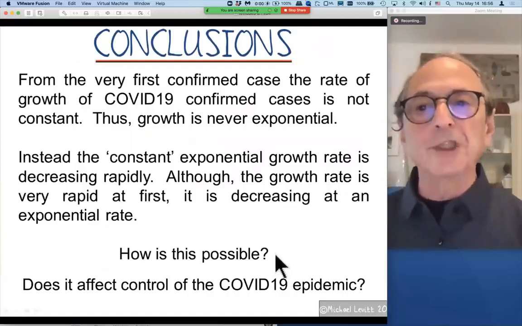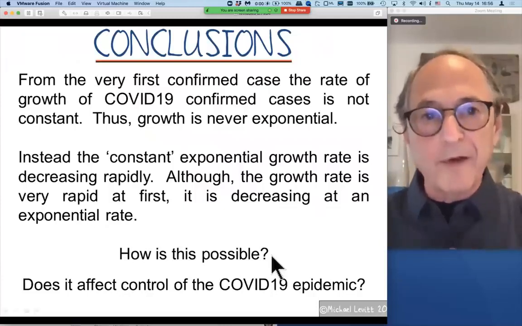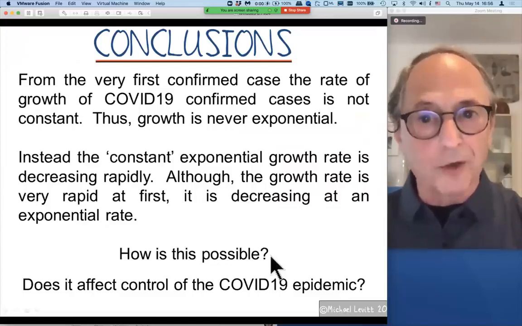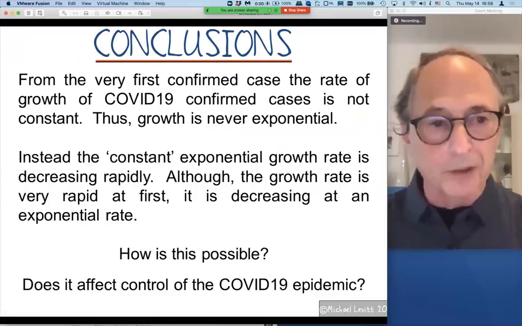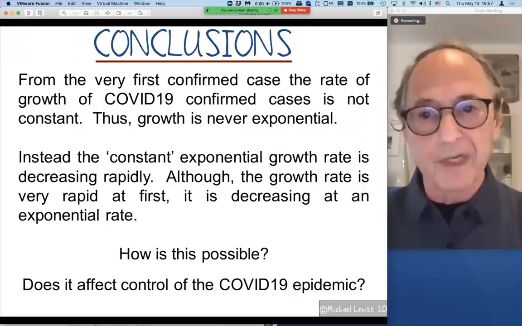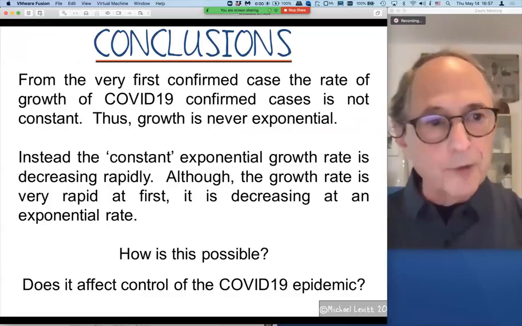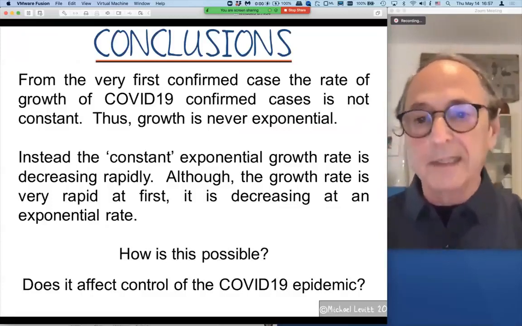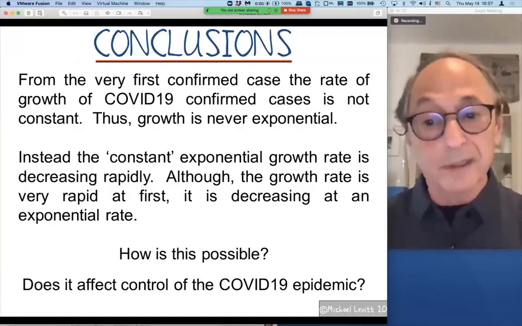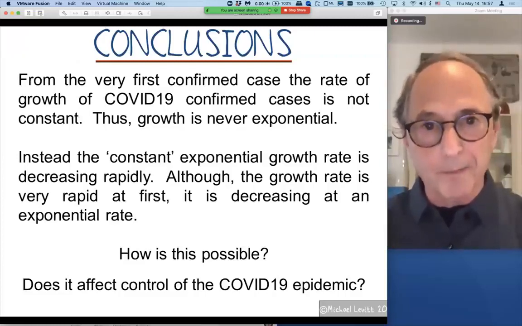Okay, so what are the conclusions of this fitting? Basically, we see now, by just looking at the data, that from the very first confirmed case, the rate of growth of COVID-19 confirmed cases is not constant. Thus, growth is never exponential. So the terrible thing we're fearing is not true about a single outbreak. Instead, the constant exponential rate is decreasing rapidly. And although the initial growth rate is very fast, it's decreasing at an exponential rate. How is this possible? We'll come to explain this in further talks and what I write. And how does it affect the control of the COVID-19 epidemic? And I believe there are some important lessons here.